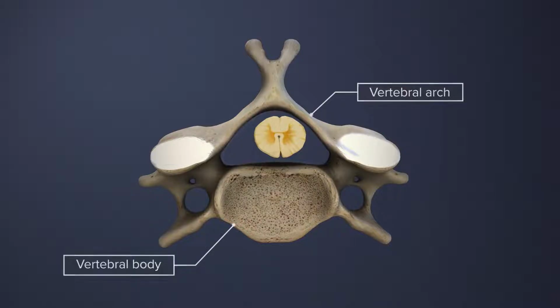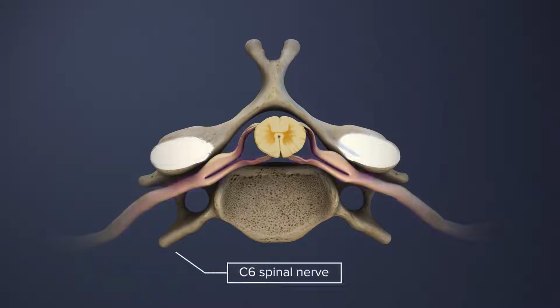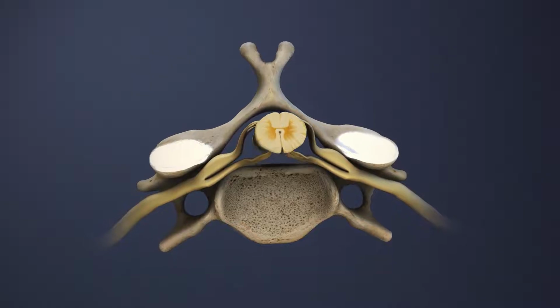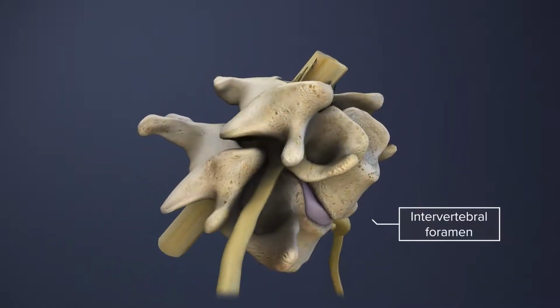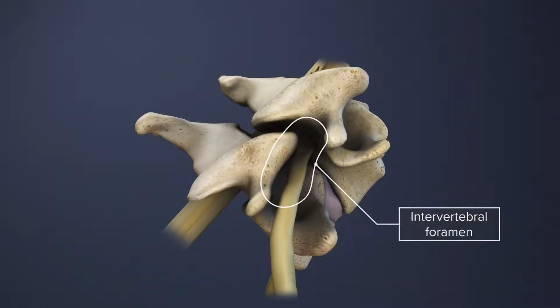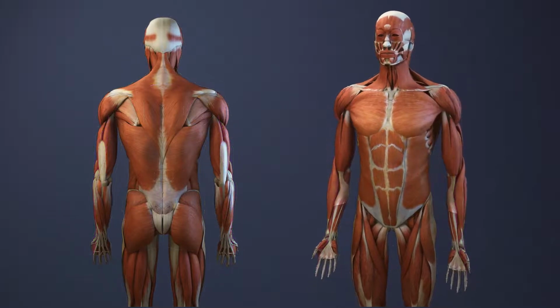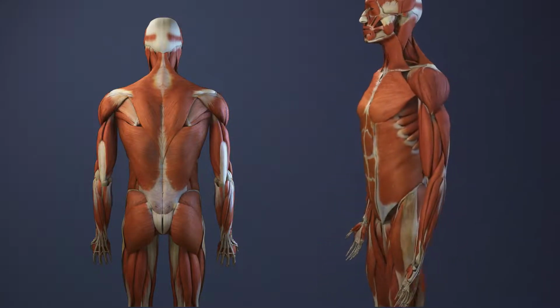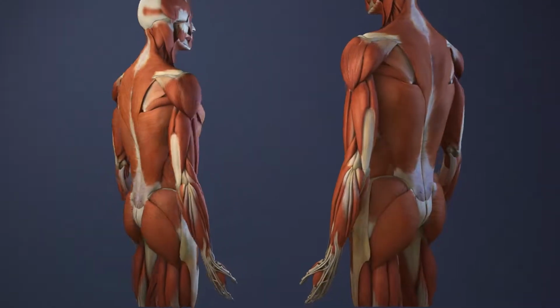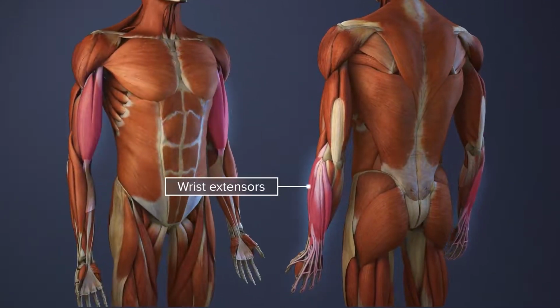The spinal cord lies within the vertebral foramen, a space formed by the vertebral arch and the vertebral body. The C6 spinal nerve branches out from the spinal cord and exits on each side through the intervertebral foramen. It receives sensory information from skin on the thumb, the inner side of the forearm, and other areas in the upper limb. The C6 nerve also has a motor component that sends signals to various muscles, such as the wrist extensors and biceps.